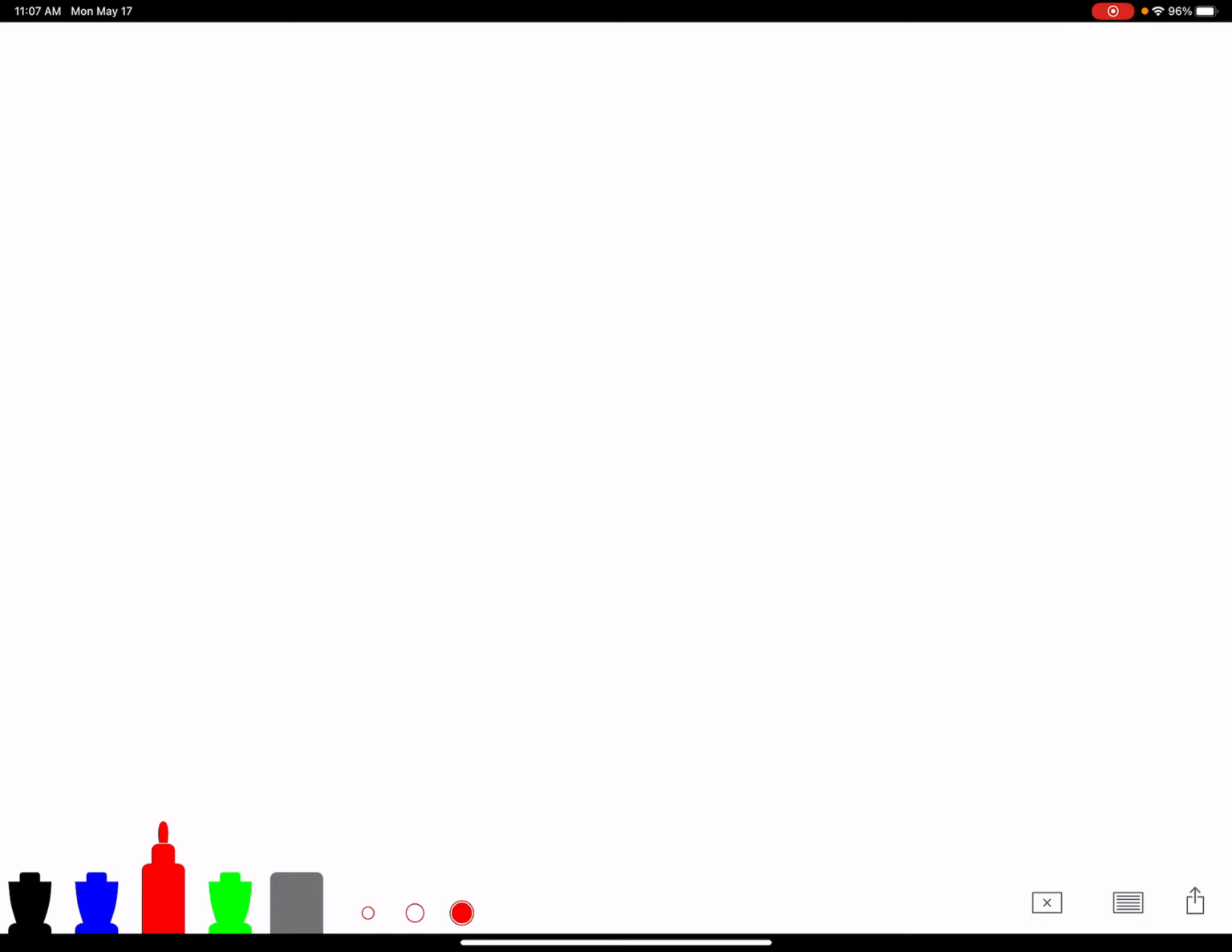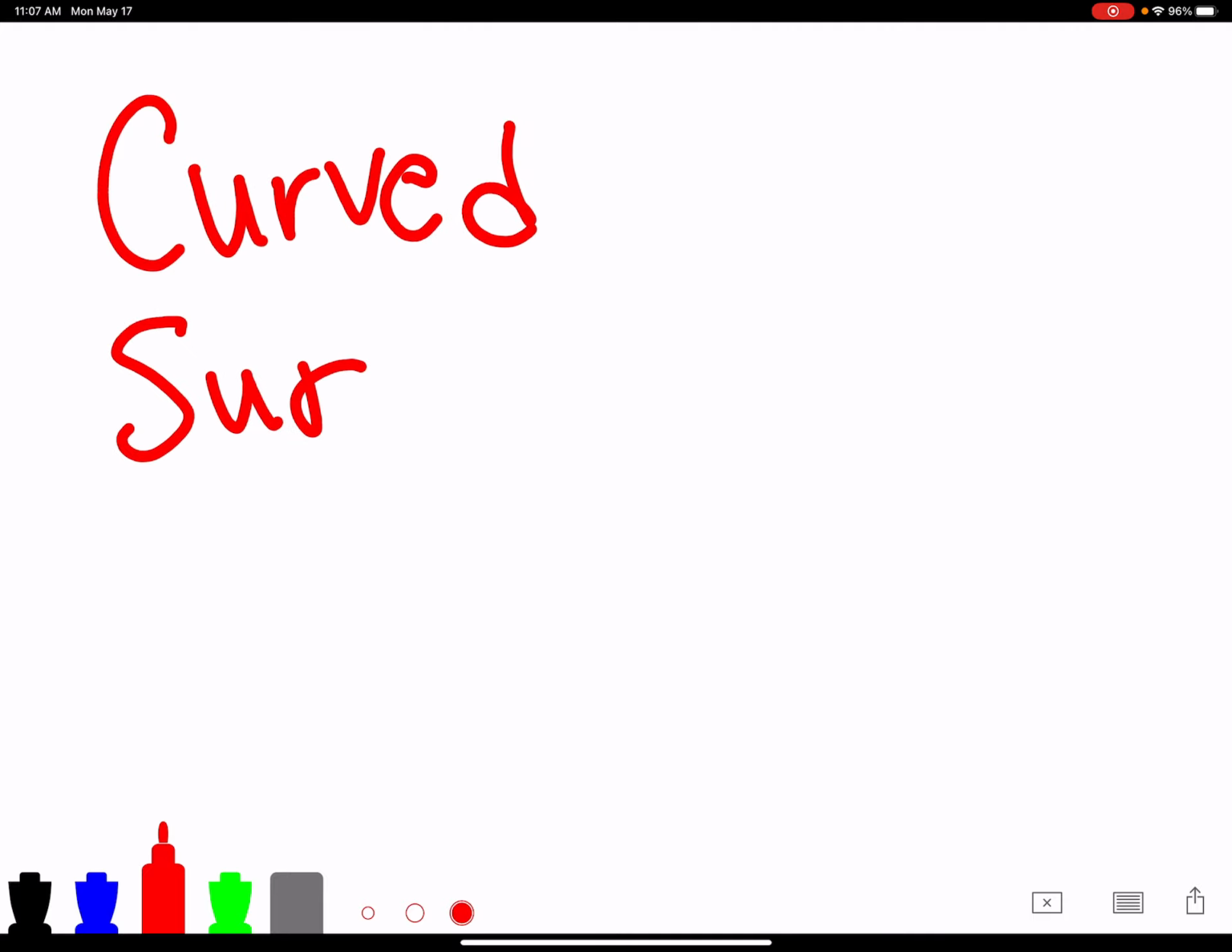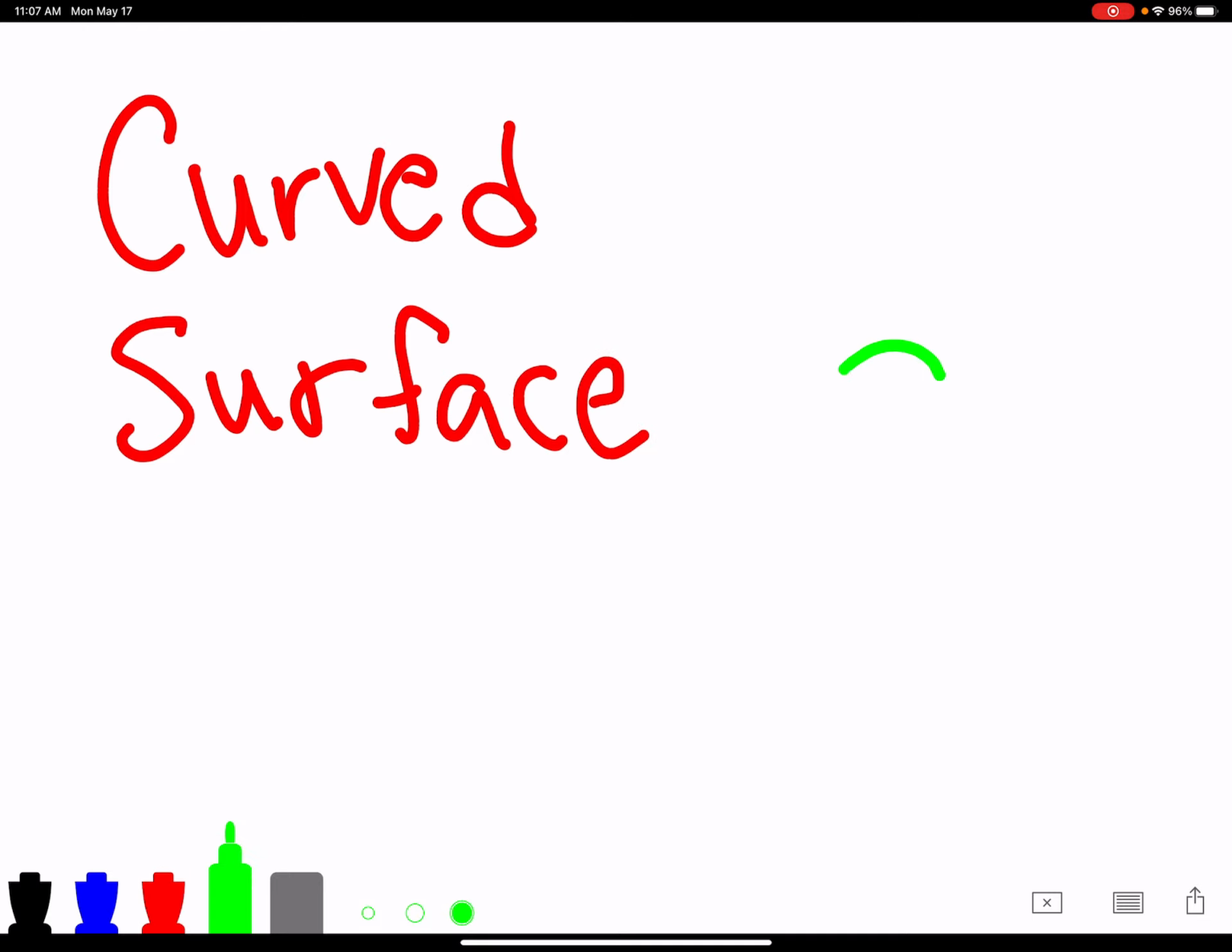Okay, now let's talk about a curved surface. When you think of the word curve, think of more in the lines of a circle. So I'm going to draw a circle, and right now it's 2D shaped, but I'm going to try to make it 3D. Well, we're going to pretend it's 3D because Ms. Schultz cannot make a 3D circle because she's not an artist.